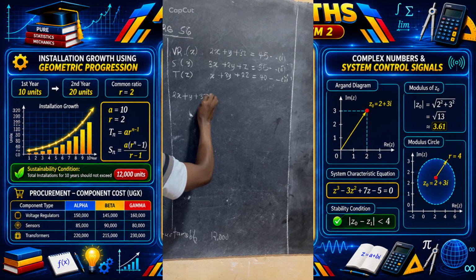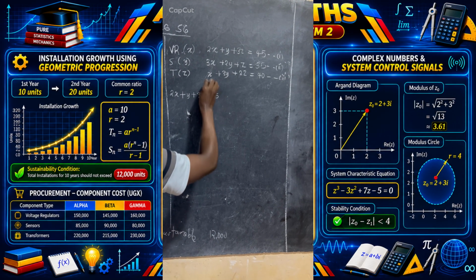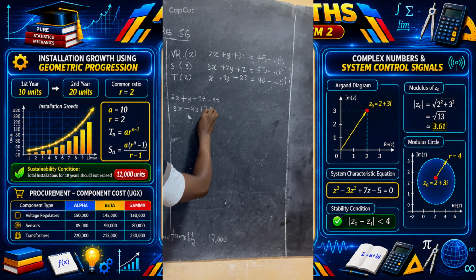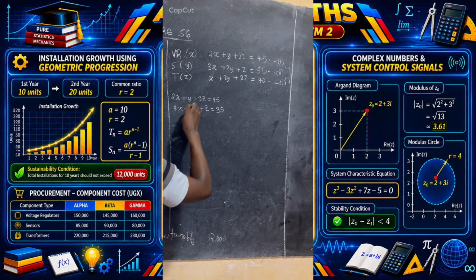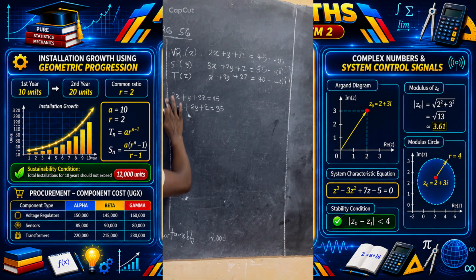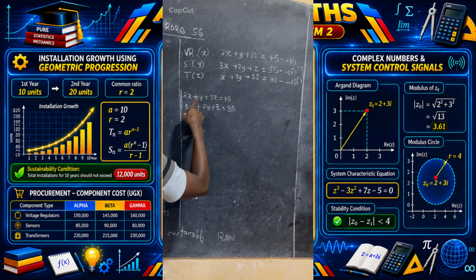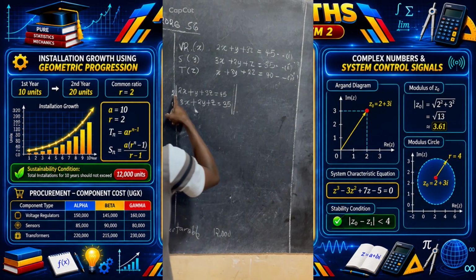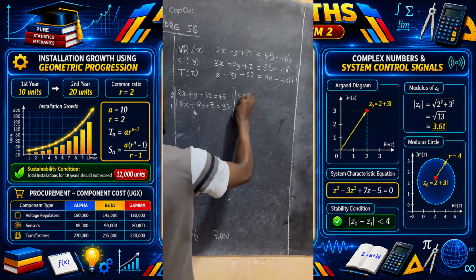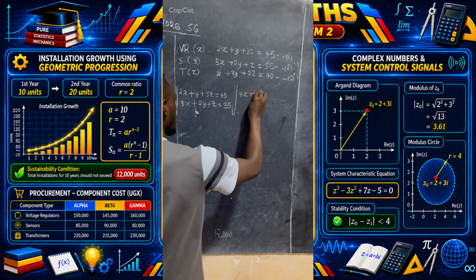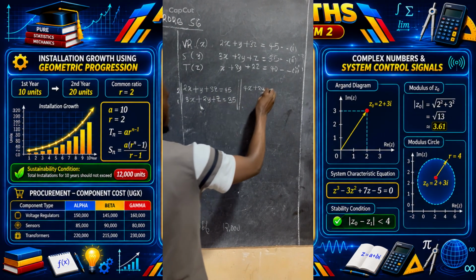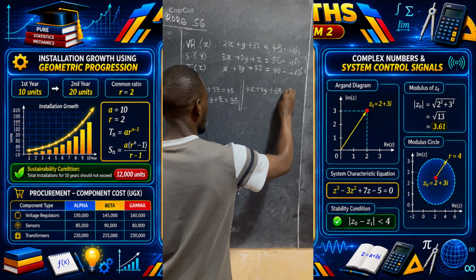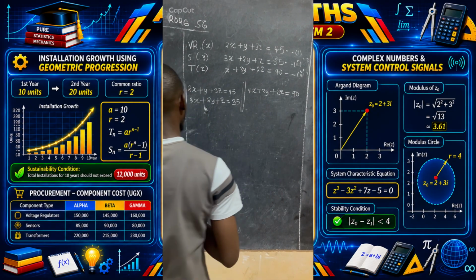2x plus y plus 3z is equal to 45. Then I also have 3x plus 2y plus z is equal to 35. If I want to eliminate this y, I multiply this one by 2, and this one by 1. After multiplying, I'll have 2 times x, which is 4x, 2 times y, 2y, 2 times 3z, which is 6z, then 2 times 45, which is going to be equal to 90.